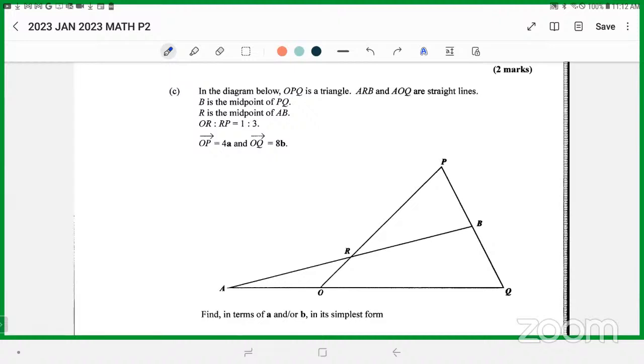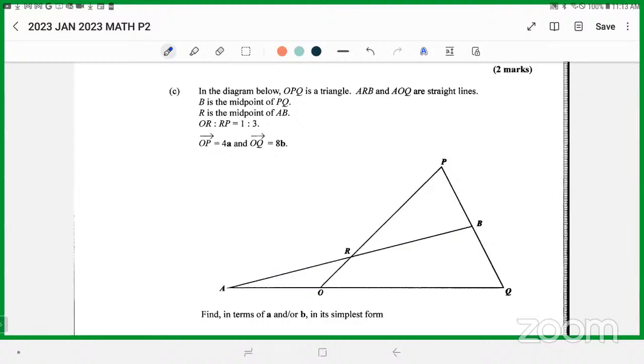All right. So in this question, it says in the diagram below, OPQ is a triangle. So this is it, OPQ right here that they're talking about. That's OPQ. And ARB and AOQ are straight lines. So this is a straight line, and this is a straight line. So you have some collinear points there, right? So these points, for example, are collinear. They're on a straight line.